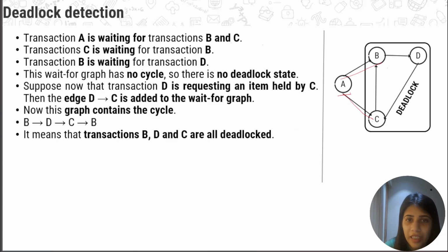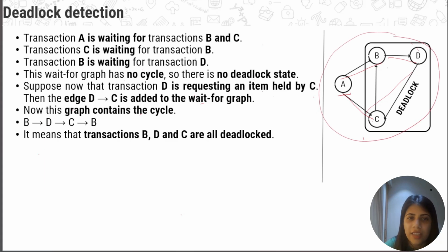Transaction B is waiting for transaction D over here. This wait-for graph has no cycle yet, so there is no deadlock state. Now suppose that transaction D is requesting an item held by C. Then the edge from D to C is added to the wait-for graph. Now this graph contains the entire cycle, as we can see.